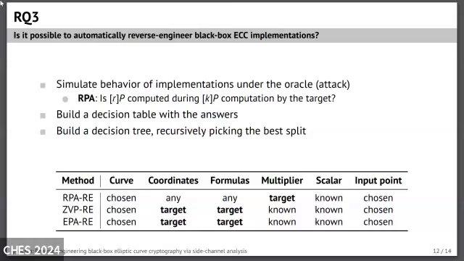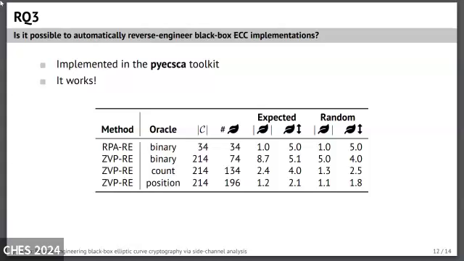For ZVP or EPA, these other methods actually target the coordinates and the formulas, because the behavior of these depends on the coordinates and formulas that are used. But you need to know the scalar multiplier, you need to know the scalar, and again, you need to choose the input point. Now, we implemented it in this Piecka toolkit, and it works.